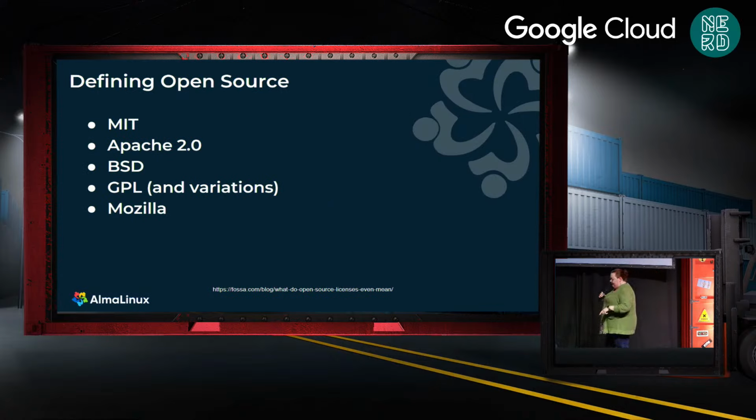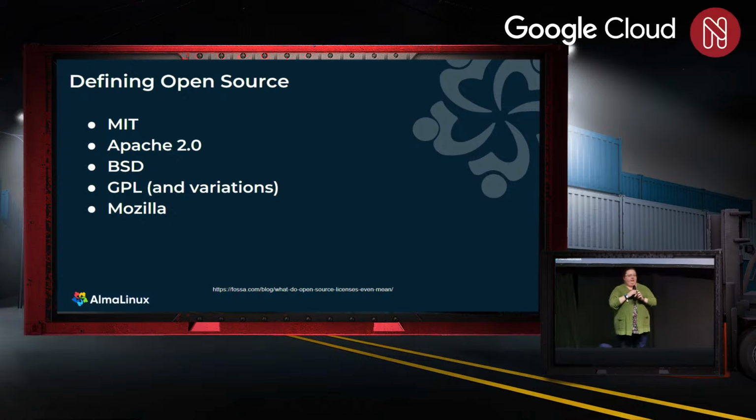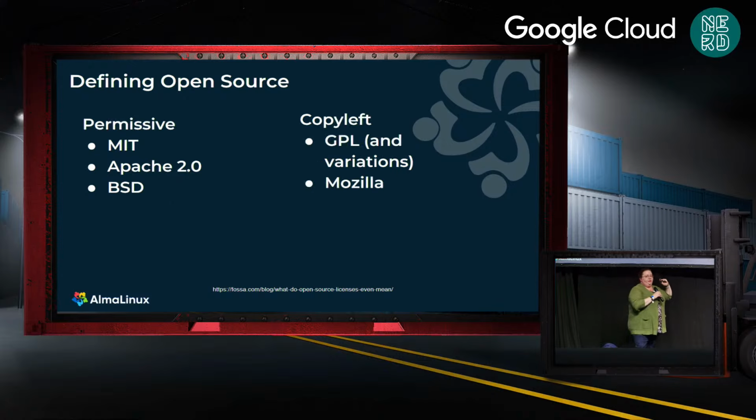If you're at this event, you are familiar with at least one of these licenses. For any software to be considered open source, you have to be using an open source license. That's one of these. You've seen these. These can be split into two groups pretty easily.